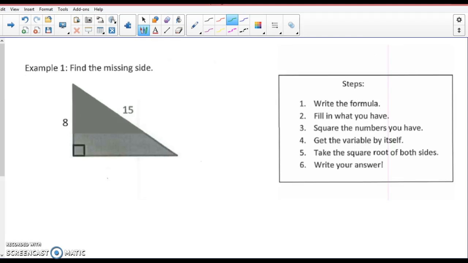Now, this one, in your homework or notes, that's 13 and that is 12. Now, look at this one. In this one, I'm given the hypotenuse and one leg, and I've got to find the other leg.